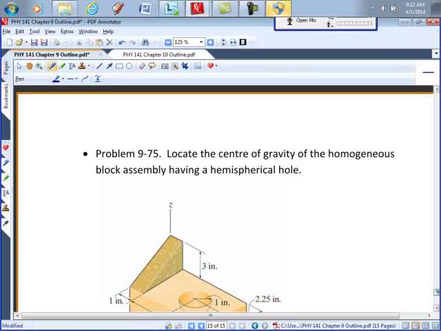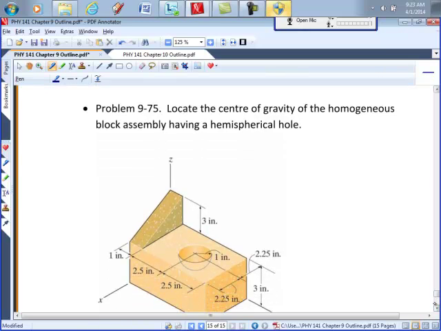So there's one more problem to finish this section, and this one is a three-dimensional problem. We want to find the center of gravity of the homogeneous block assembly having a hemispherical hole. So first we would partition this. Where would you like to draw the different sections? That wedge shape and the brick and the hemisphere. Okay, so the wedge shape, which would be a triangular prism.